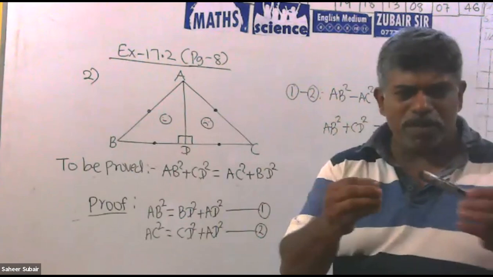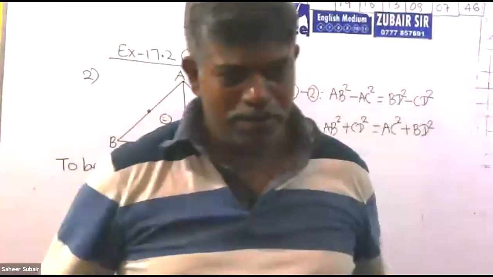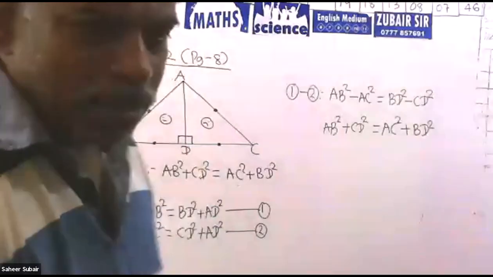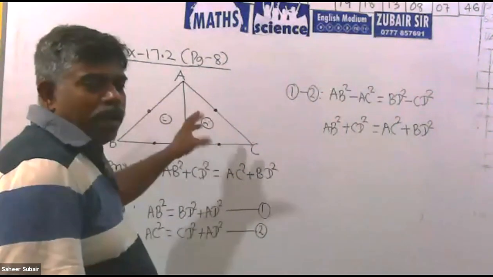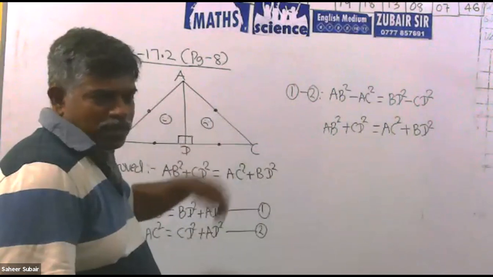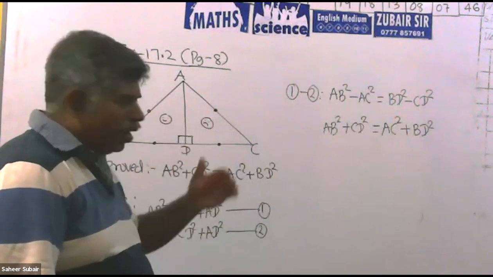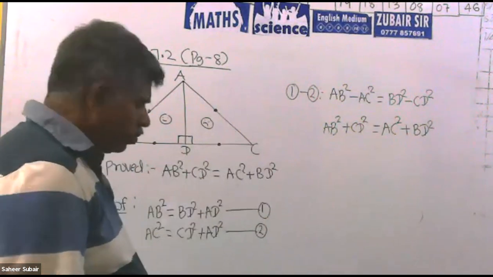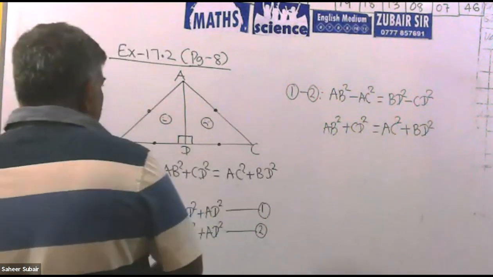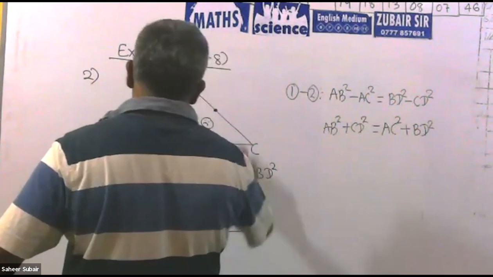So simple, we only have to connect the sides. Right? First identify the wanted sides and use Pythagoras theorem to connect them. Automatically the unwanted side gets cancelled. Let's see question number 3.